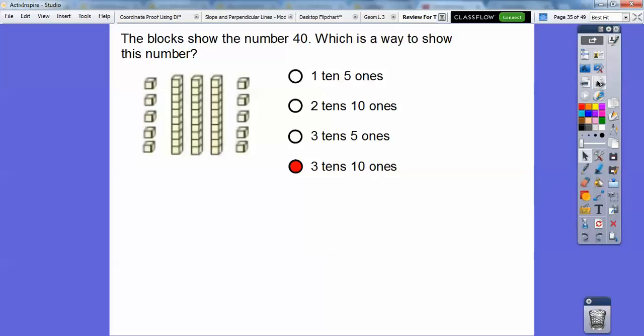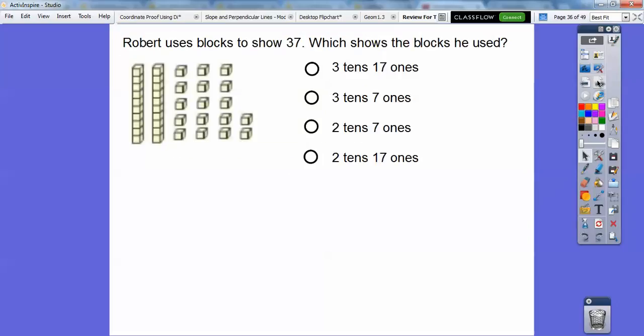Okay, so Robert uses blocks to show 37, which shows the blocks he uses. So here's 2 blocks of 10, so it's going to be one of these guys, 2 10s, and then we got to count the ones. Here's 5, here's 10, here's 15, 16, 17, so there's 2 10s and 17 ones right there.